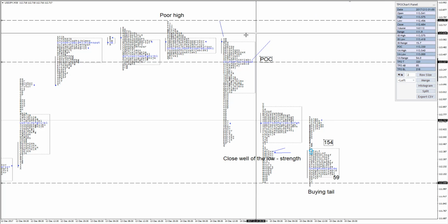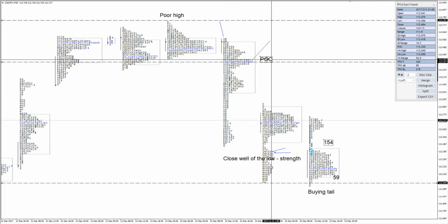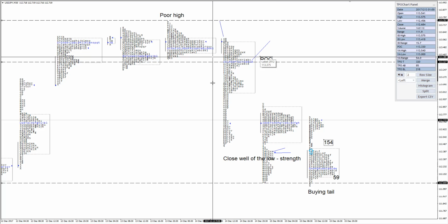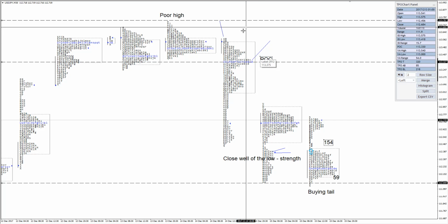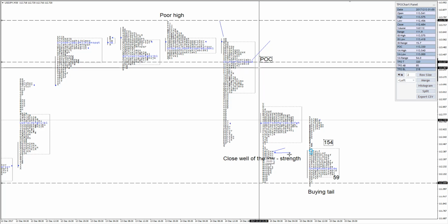Also, the clue here is that the value remained near the top of the day. Point of control is relatively near the top of the day, even though the price closed lower. So this is already some hidden strength in this downward day. The very next day, similar situation.